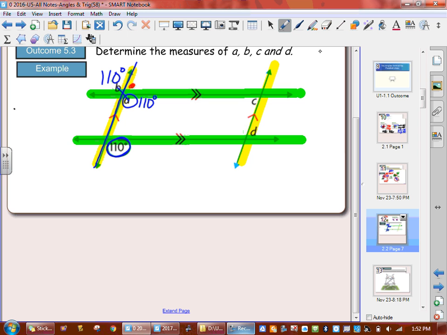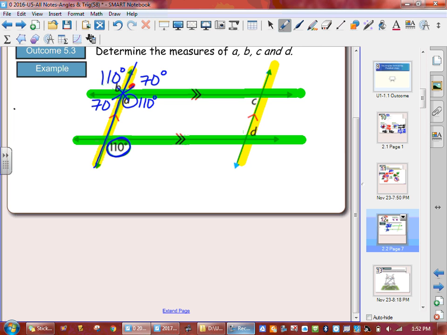Perfect. 180 minus 110. Okay? Because they form straight lines. So that's going to be 70 degrees. And then we're going to use our opposite rule. And the opposite rule says they will be identical. Okay? Well, now I'm going to use a Z rule. I'm going to use my interior alternates.